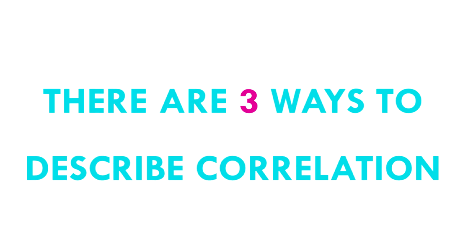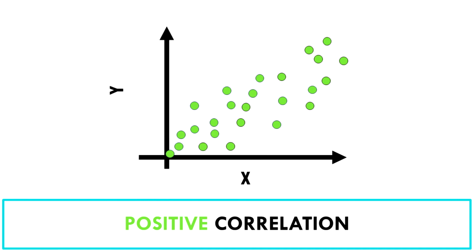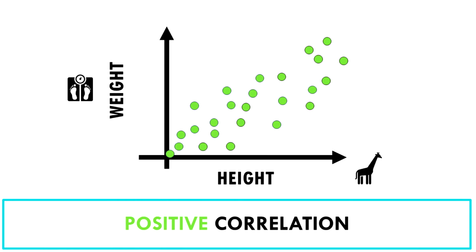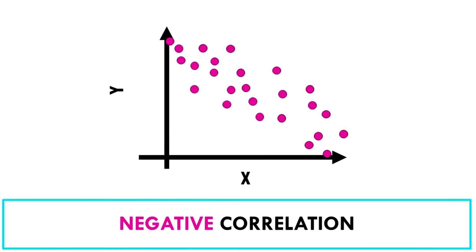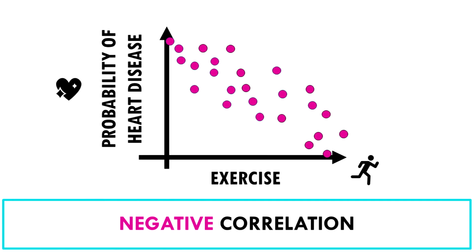There are three ways to describe correlations between variables. A positive correlation means that as x increases, y tends to increase, and vice versa. If x decreases, y tends to decrease. An example of positive correlation would be height and weight. Taller people tend to be heavier. Negative correlation means that as x increases, y tends to decrease, and vice versa. For example, increased exercise is correlated with less heart disease.